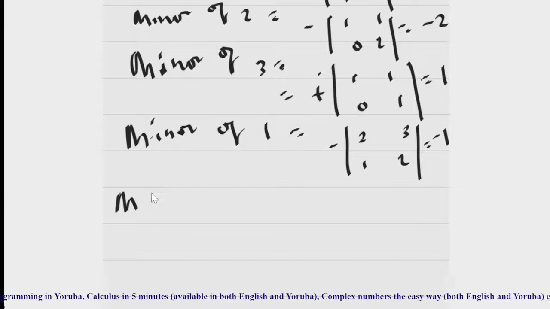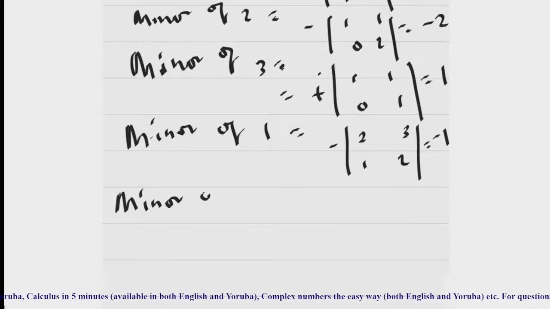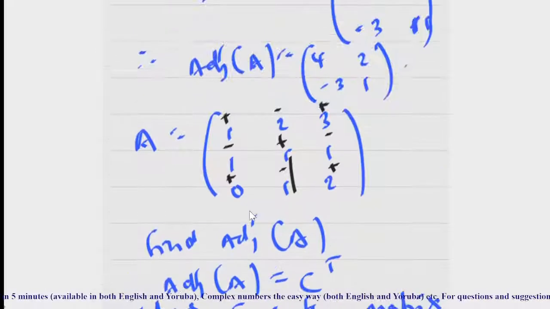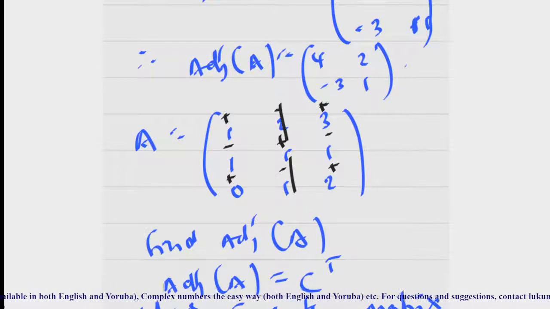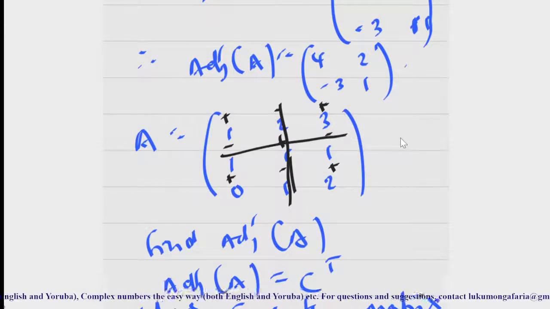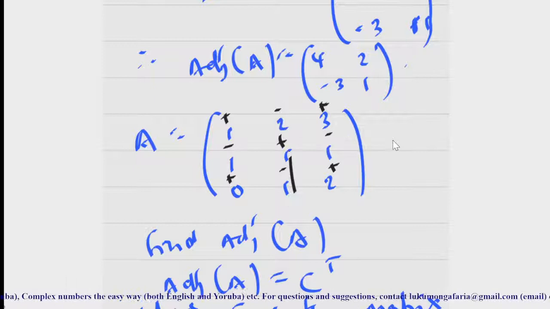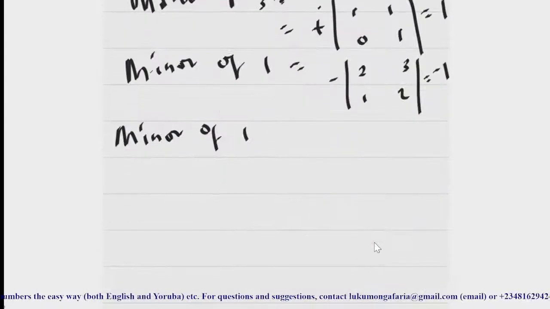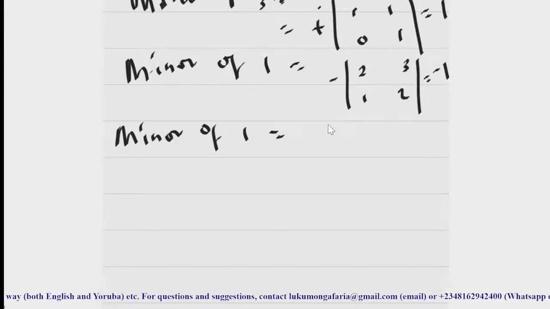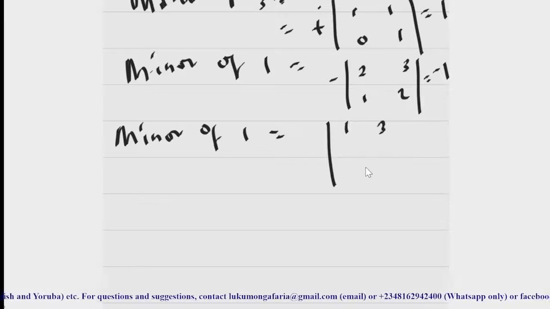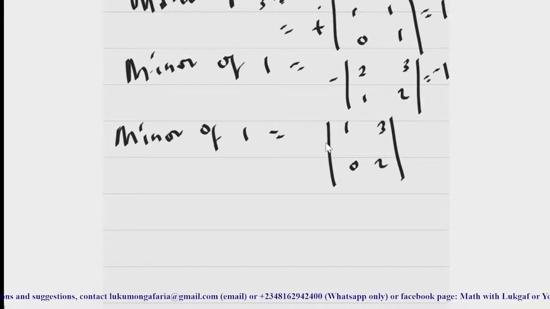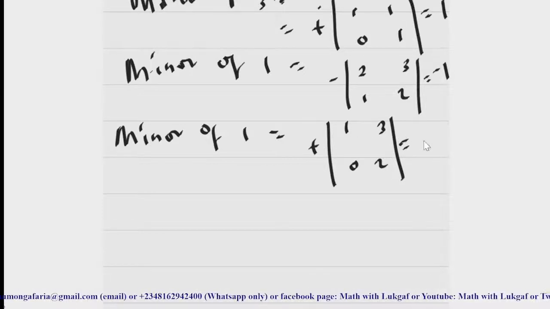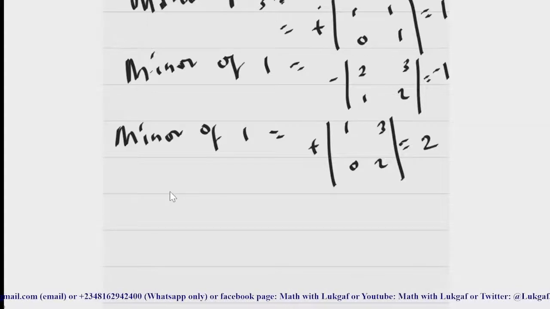Then you also find the minor of the next one. I think it is also 1. The minor of 1, that is this column. You clear the row as well as the column. What do you have left? 1, 3, 0, 2. Don't forget the sign, this is positive. 1 times 2 is 2, 2 minus 0 will give me 2. I hope you understand now.